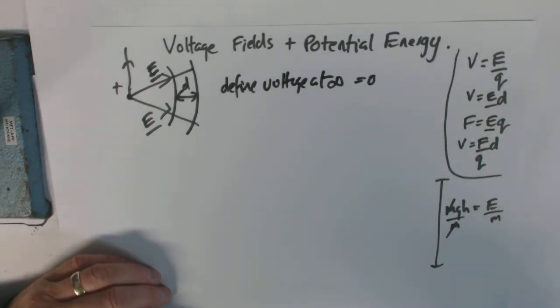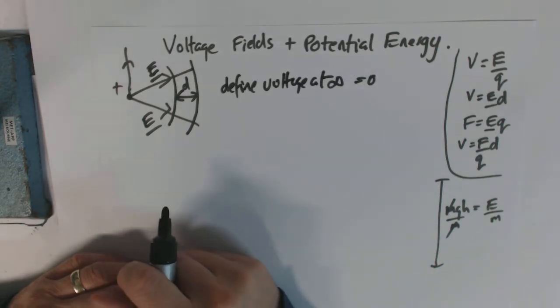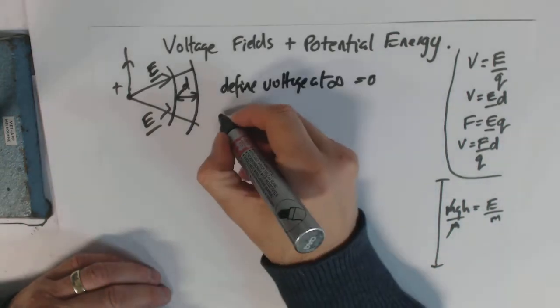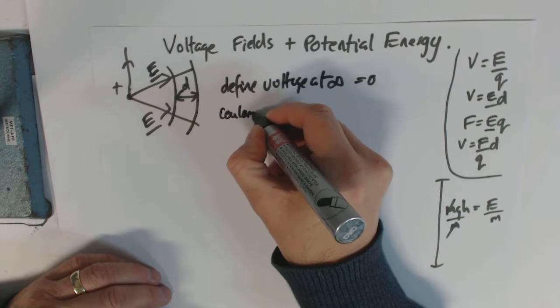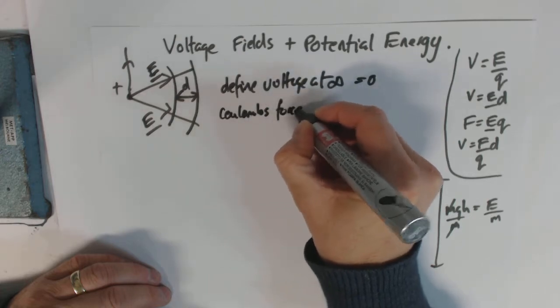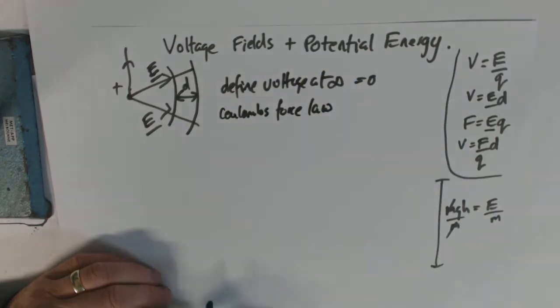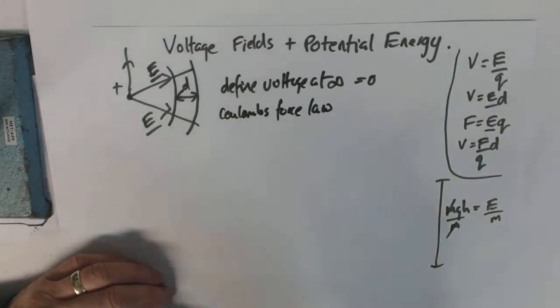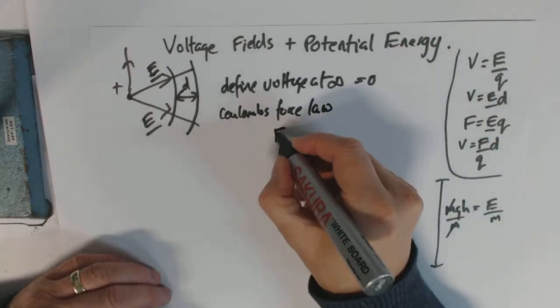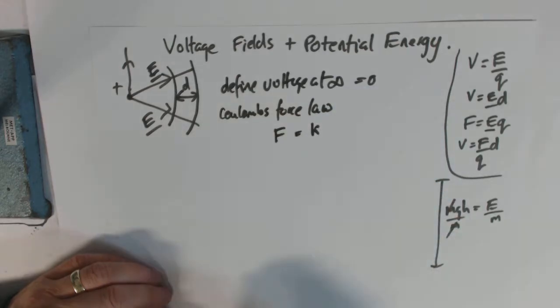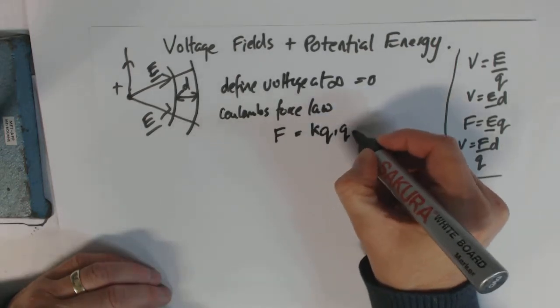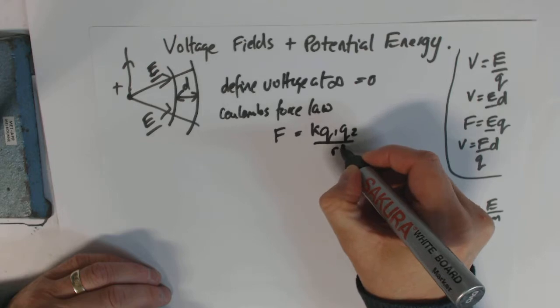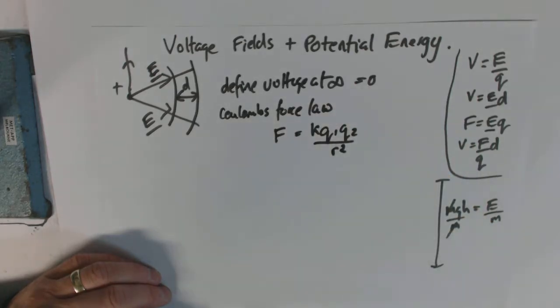Let's just do a little bit more on this and see where it takes us. Now, we need to know about Coulomb's force law. Just like the gravitational force law, except it's the force between two charges instead of two masses, and it's a much bigger force. So the force is equal to K, Coulomb's constant, Q1 and Q2, all over R squared. Similar to the gravity one.